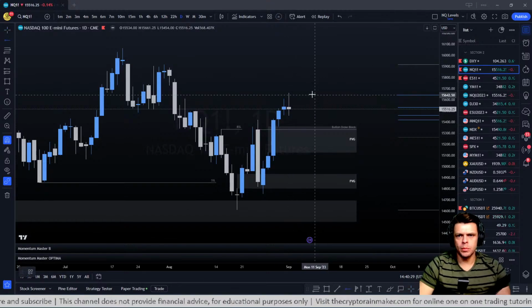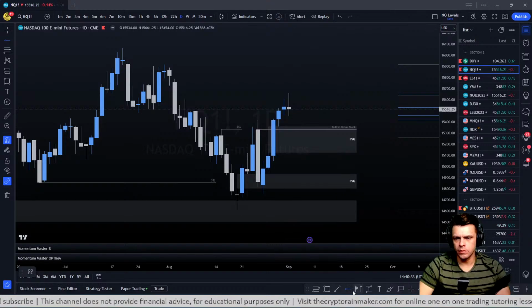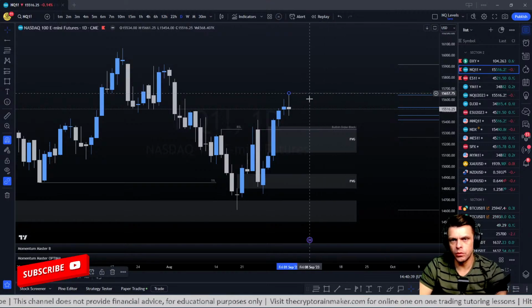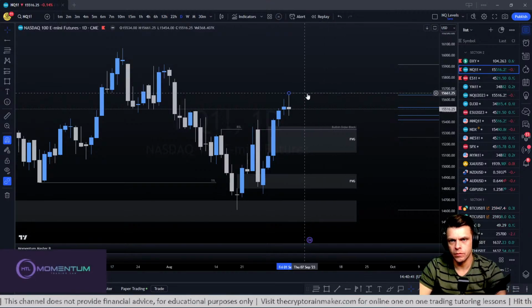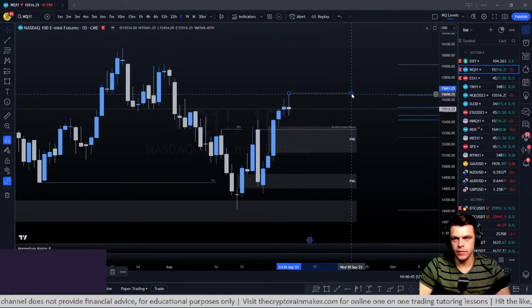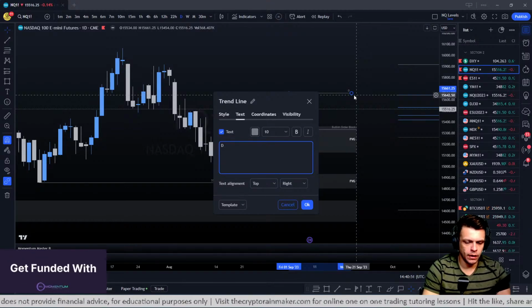So what we could expect is for them to sweep this high to basically take out the liquidity before they send it higher. The trend line. I'm going to put a D there for daily.